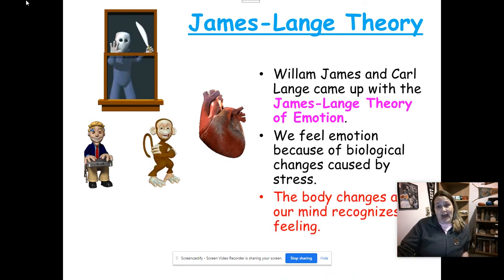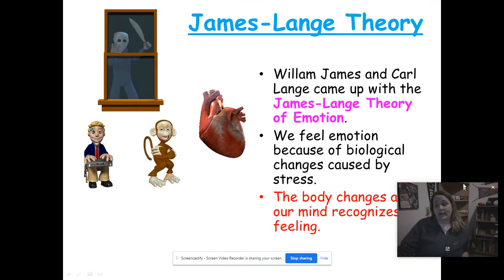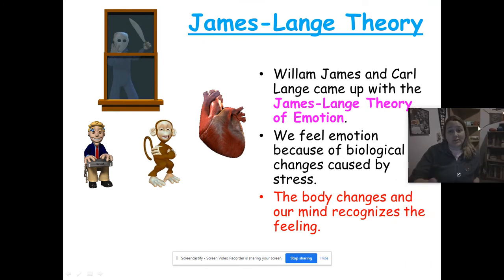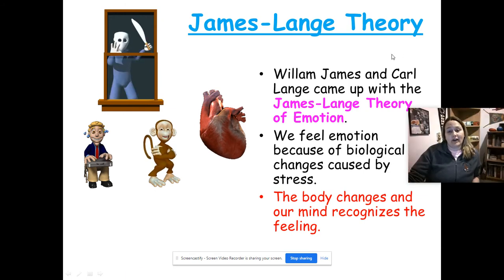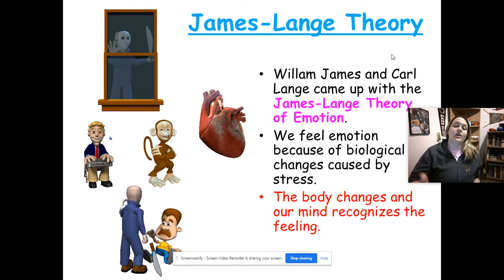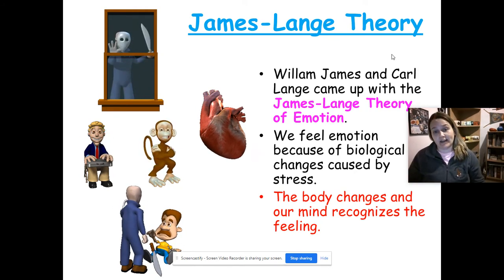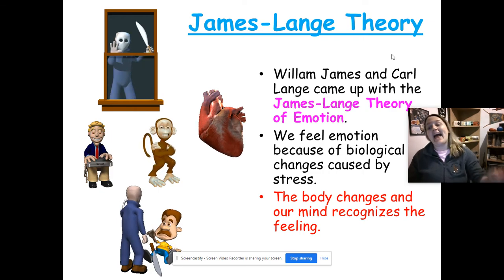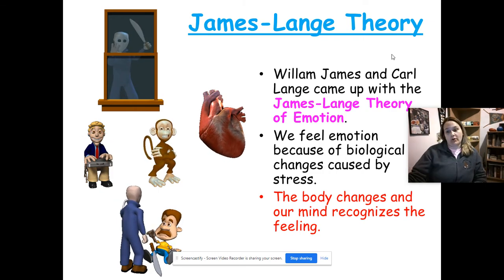Now, after that, within the James-Lange theory, they suggest that after the physical arousal comes, then the mind recognizes that the emotion is actually occurring. So then you feel afraid. So under the James-Lange theory, you have the event, the physical arousal, and then you feel the emotion.